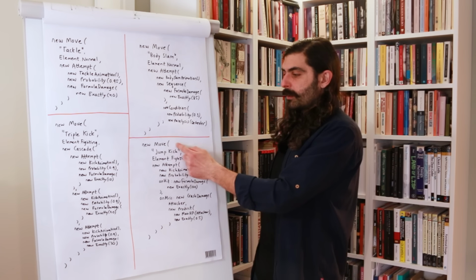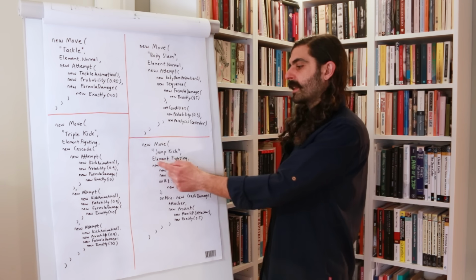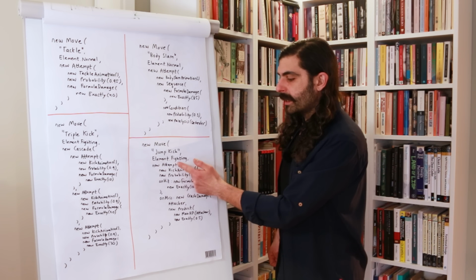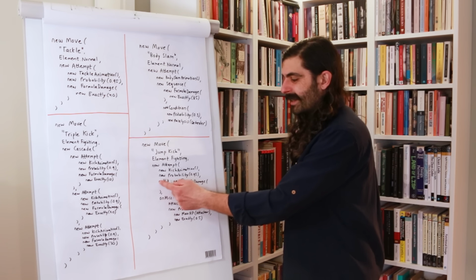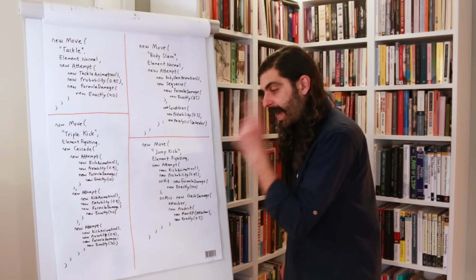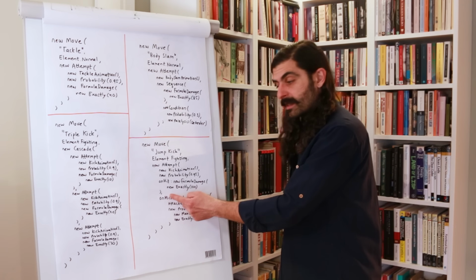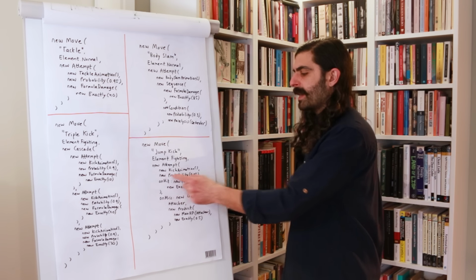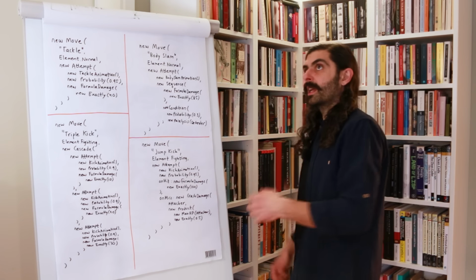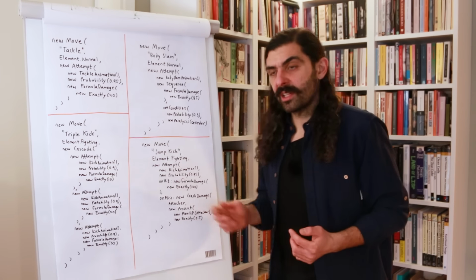So here we're instantiating a move, we're passing in the string jump kick, we're saying that it's a fighting move, and then we're passing in an attempt. Notice how we're using named arguments here to make it more clear. We're passing in both an effect for on hit and an effect for on miss. But first, to the attempt we're passing in a kick animation and a probability of 95%. So we're saying this attack has a 95% chance of success.